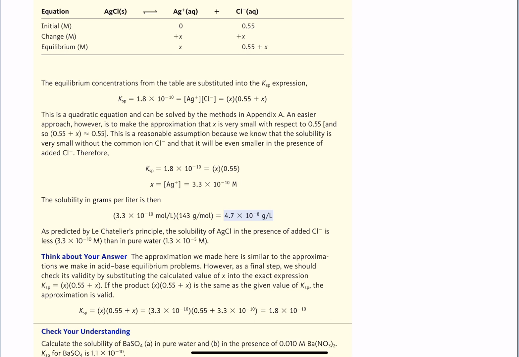Now we just punch these numbers into our calculator and hopefully do so correctly. And we get the molarity of our silver ions as 3.3 times 10 to the minus 10th molar. And we can convert that into grams per liter by using the molar mass of silver.